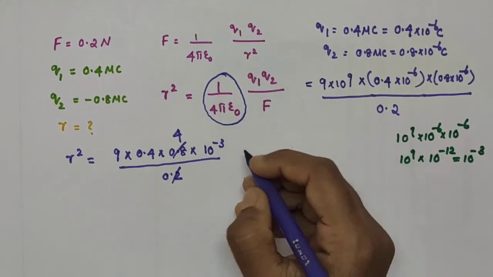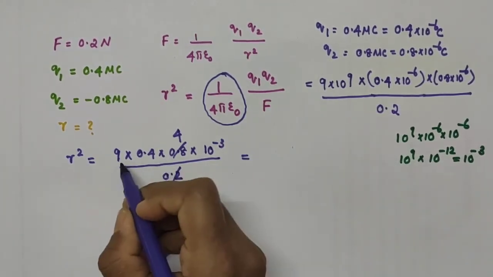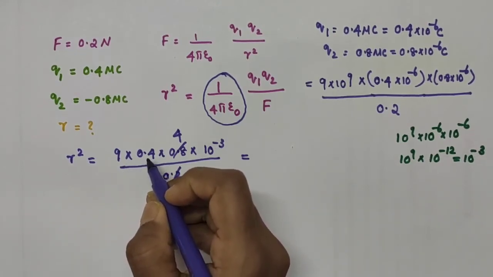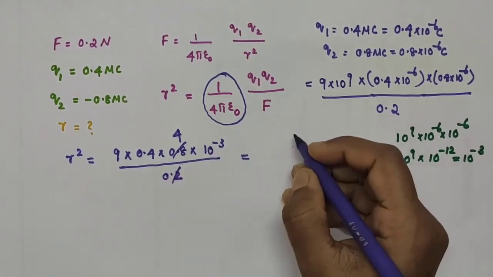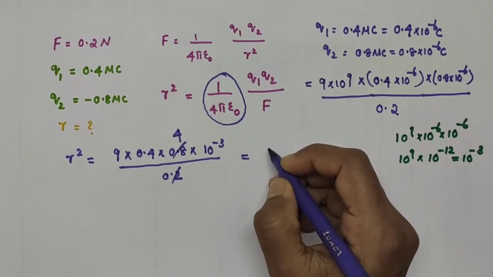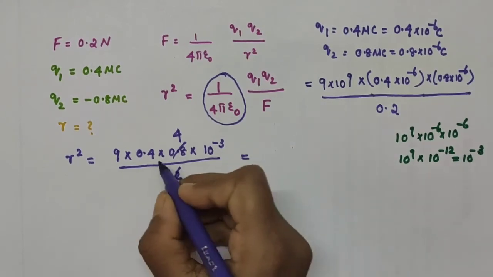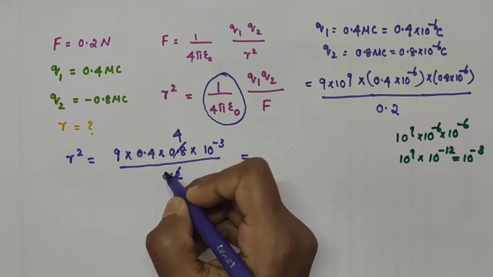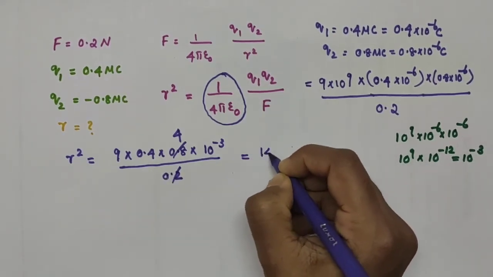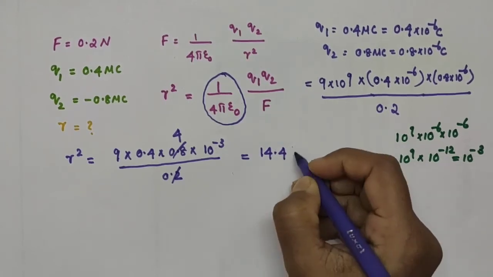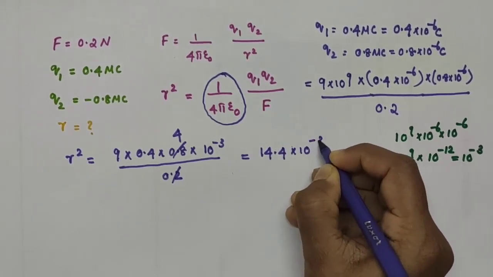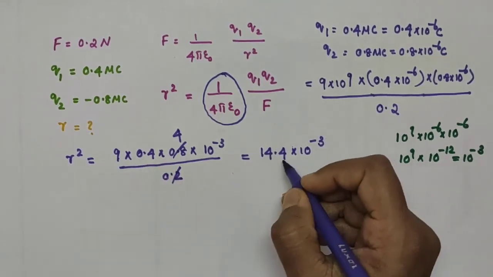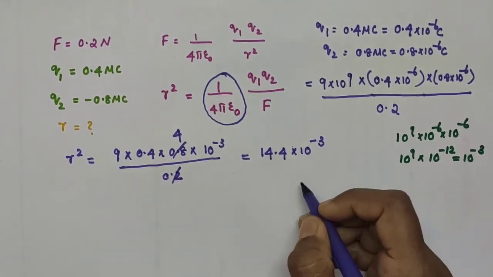Okay, then this will be equal to what? While we are doing this calculation, 9 into 0.4 into 4. What will be its value? 9 into 0.4 into 4, so that will be 14.4 into 10 raised to minus 3. Okay, that is r square is equal to 14.4 into 10 raised to minus 3.